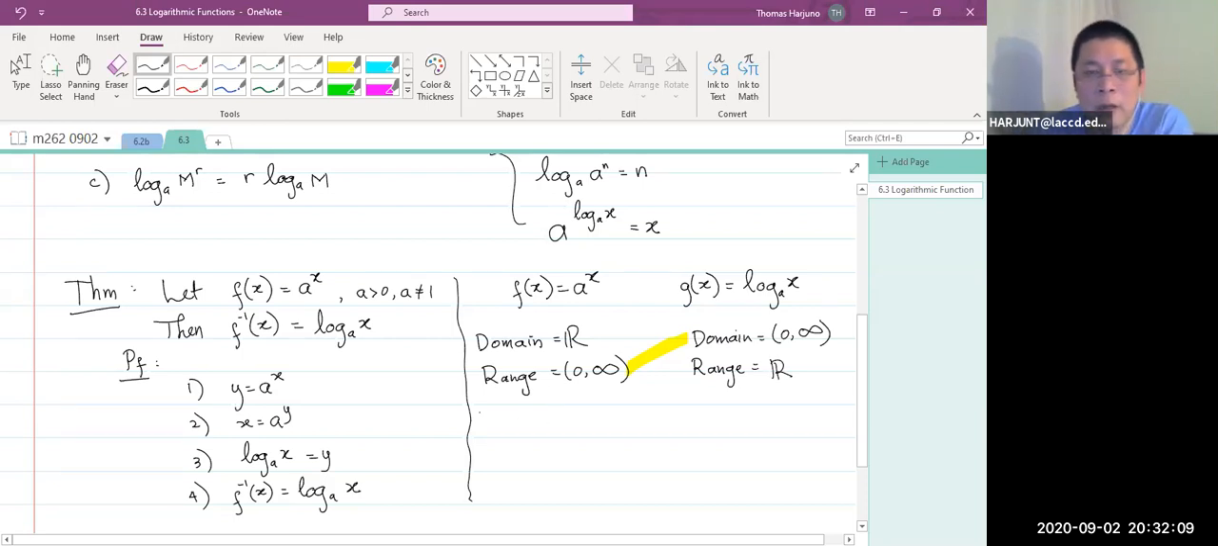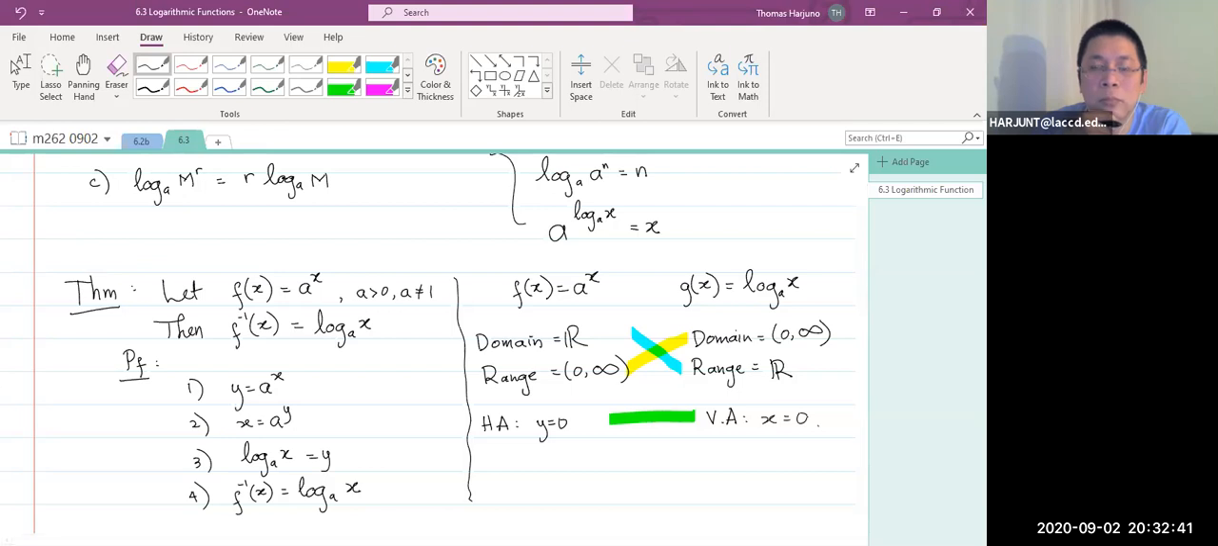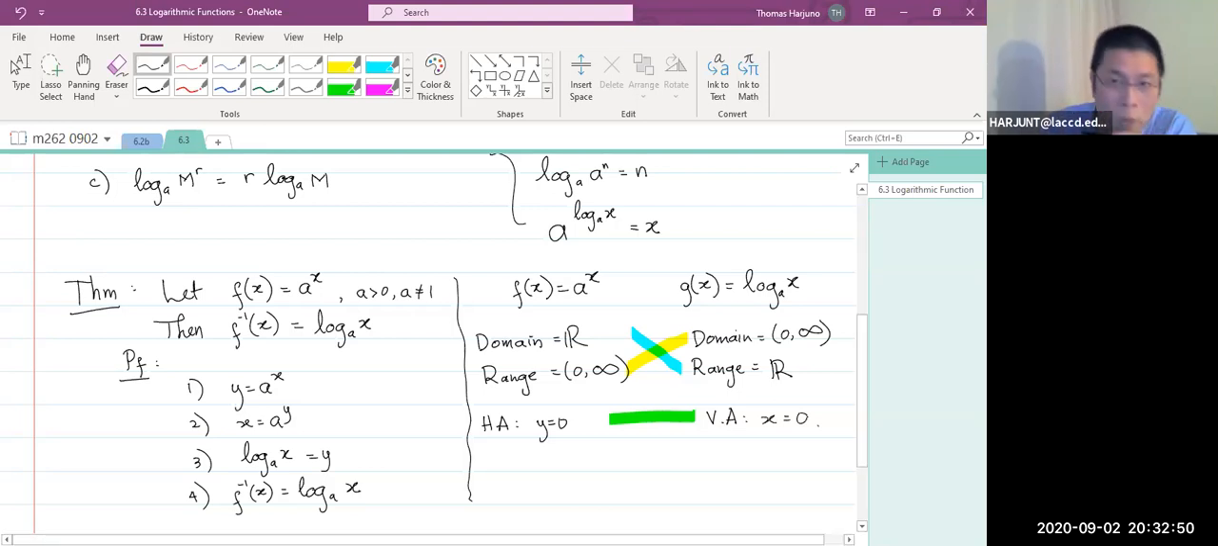Now, in fact, we also know that the exponential function has a horizontal asymptote, y equals 0. When you do the inversing, that horizontal asymptote becomes a vertical asymptote, x equals 0. Okay, that becomes a foundation for our big work later on.